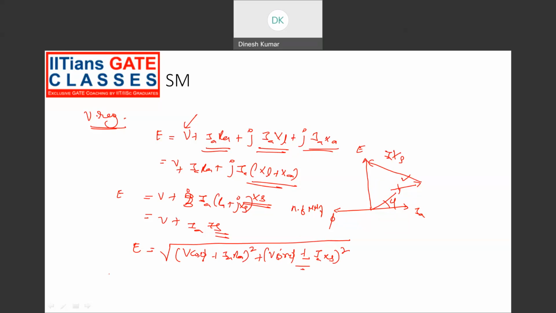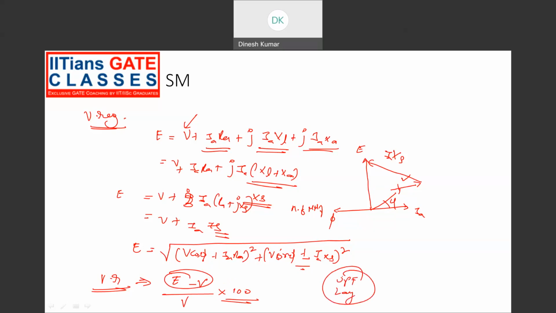So now, voltage regulation. What does voltage regulation mean? Voltage regulation is the ratio of change in terminal voltage to the rated voltage when the load is suddenly thrown off. It is E minus V, that is the change in terminal voltage, divided by V, into 100. If you take the voltage regulation for UPF as well as lagging power factor, it is always positive, whereas for a leading it is negative.